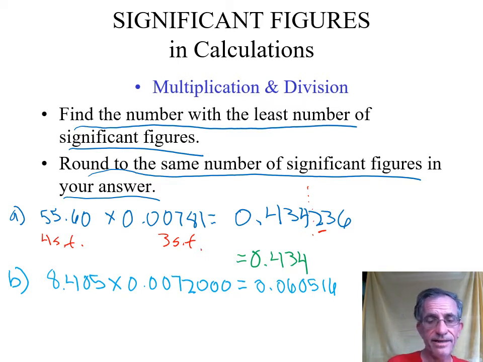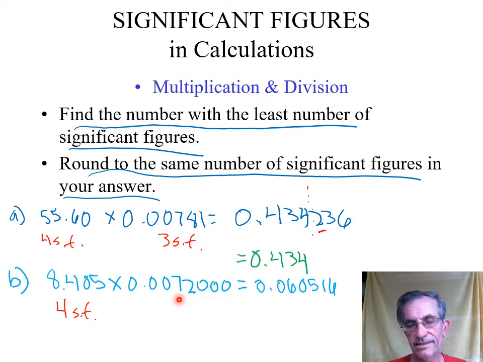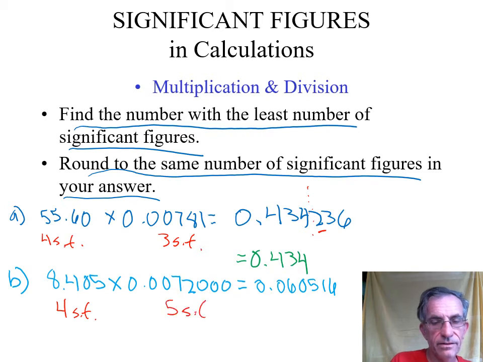Now, once you get that, you've got to round it. So you're going to look at how many sig figs are in your numbers. You're going to give me the least amount you see in your answer. In 8.405, how many sig figs? There's 4. Captive zero counts. In 0.0072000, how many sig figs? Leading zeros don't count. Trailing zeros with the decimal do. There are 5. The trailing zeros, those last 3 count.